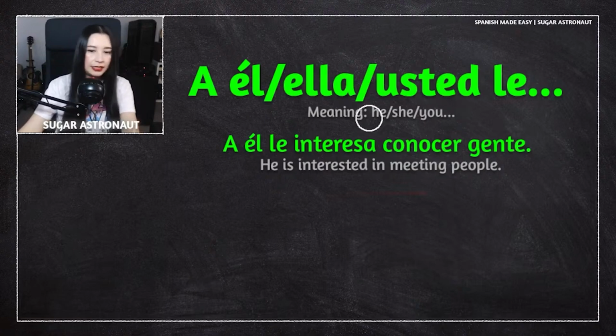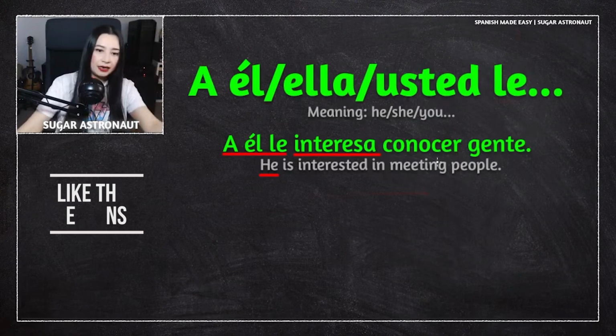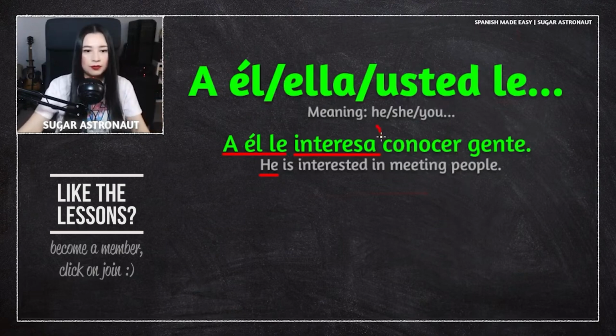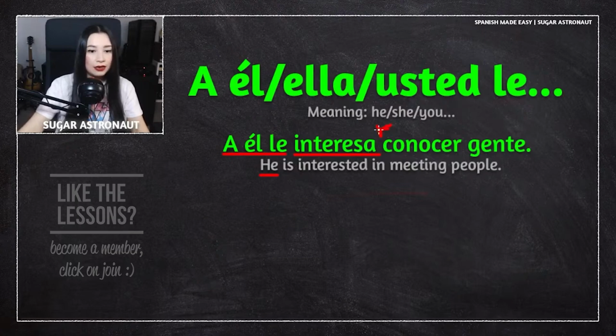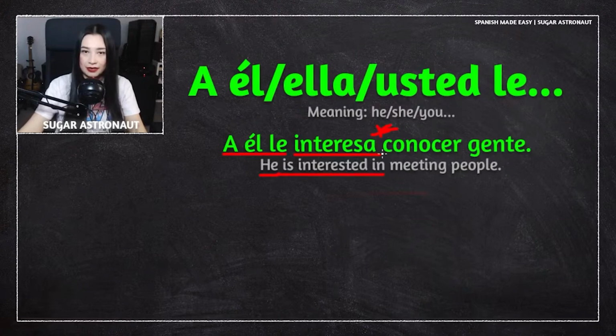Let's break this down and let's see how this works. A él le, you know what this means? He, okay? Interesa comes from the verb interesar. Once again, we removed the letter R. We don't need the letter R when using this phrase, a él le interesa. So it's similar to saying he is interested in. Interesar, to be interested in. Okay, that's what this means.